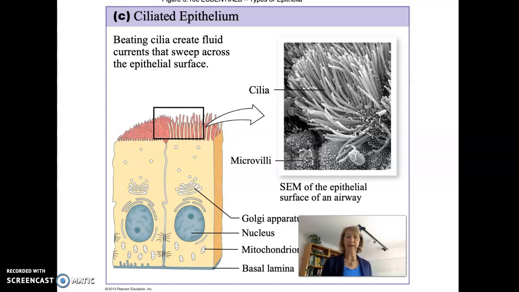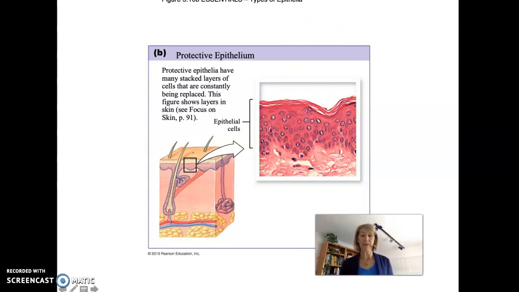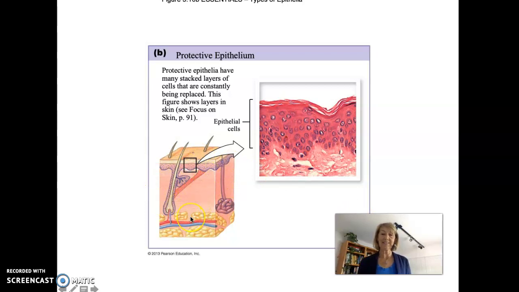So ciliated epithelium. There's also protective epithelium. So when you think of something being protected, you think of many layers. So the skin is the classic example. An epithelium, it's a coating, it's a covering. And look here, it's hard to see this, but it's layer, layer. This is many layers of tissue that are coming up to the surface here of that skin. Wouldn't make sense to have just one layer only, right?